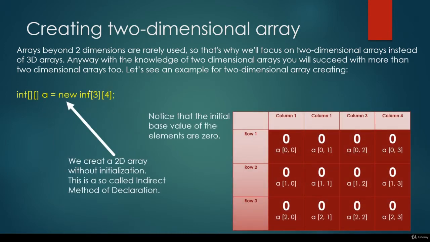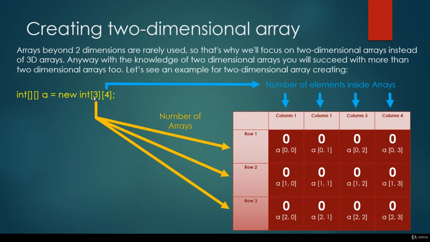So this is how we can create a 2-dimensional array with 3 rows and 4 columns. Notice that the initial base value of the items are zeros, which means that we can create a 2-dimensional array without initialization. The initial values are going to be zeros. Okay, so the first index represents the rows, the second index represents the columns.